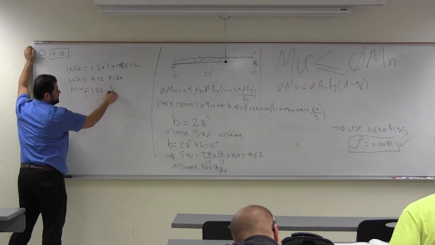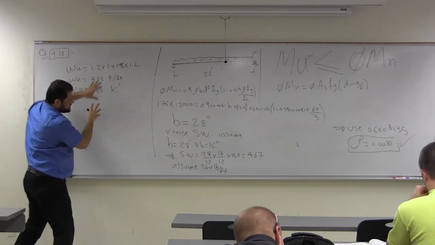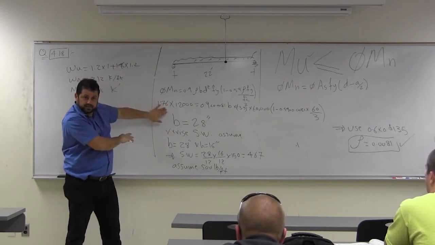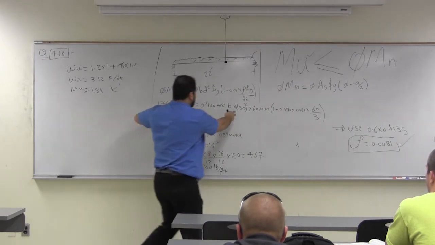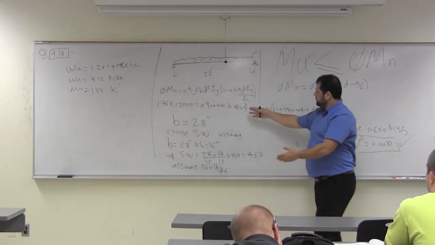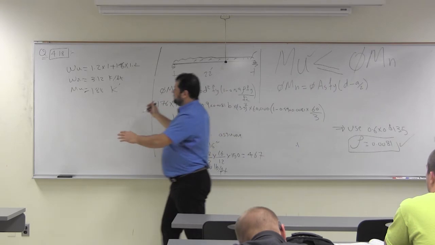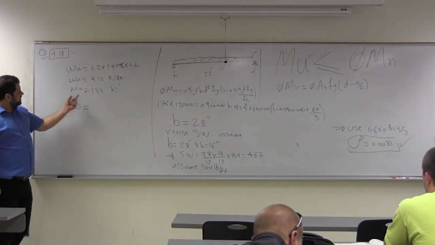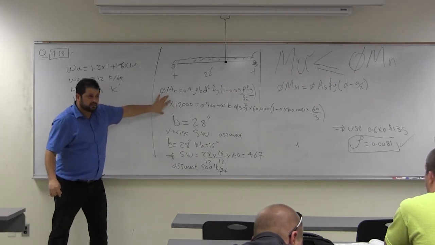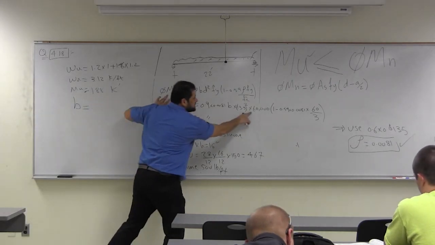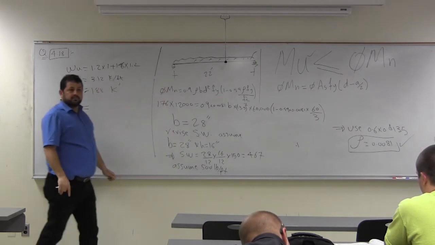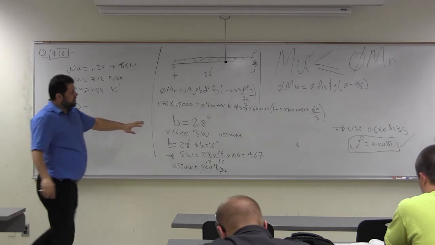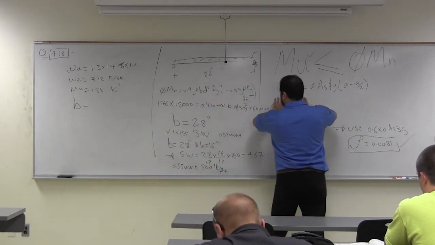188, you said? That's what you got? Yep. So you go back here right away. 188, you get P. I'm not going to do this calculation. Once you do that, what's P? The only thing that will change is this. Everything else is the same.